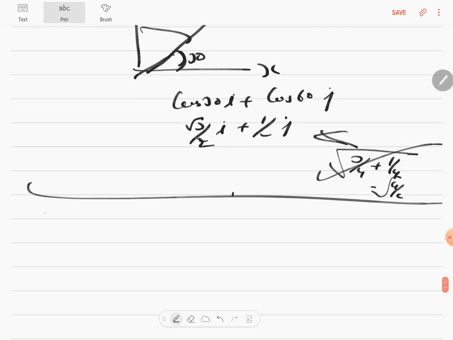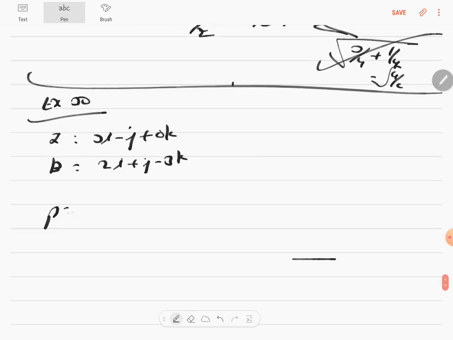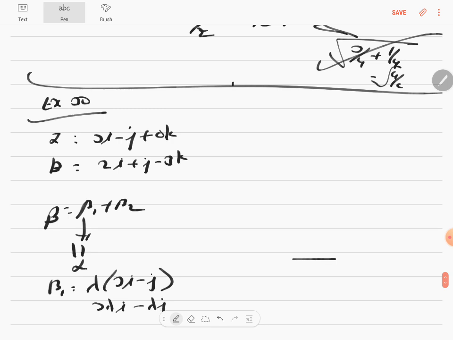So that's about this. Next is miscellaneous example, example 30, which is a very very important sum, where there's an alpha which is 3i minus j, and a 0k obviously, and a beta which is 2i plus j minus 3k. And they've given that beta is equal to beta 1 plus beta 2, where beta 1 they've said is parallel to alpha. So it's very easy to write beta 1, which is lambda times 3i minus j, or 3 lambda i minus lambda into j. But beta 2 is perpendicular to alpha. You can't write that. This is where you'll get stuck.